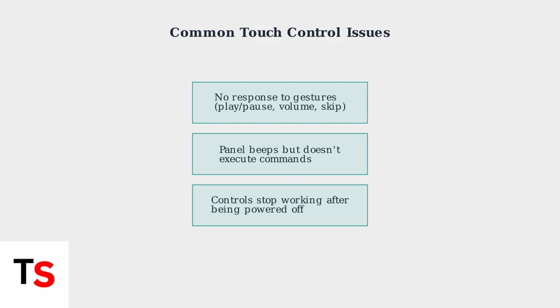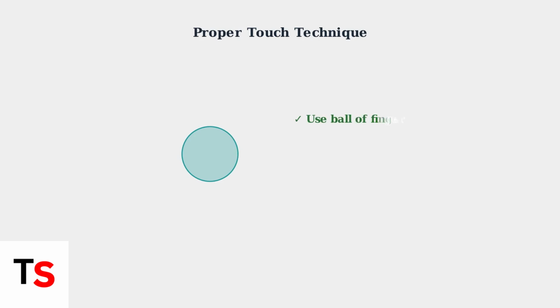The panel may not respond to gestures, beep without executing commands, or stop working entirely after the headphones are powered off for extended periods. Before troubleshooting, ensure you're using proper technique. Use the ball of your finger, not your fingertip or nail. Make sure your hands aren't sweaty, as moisture can interfere with the touch sensor.